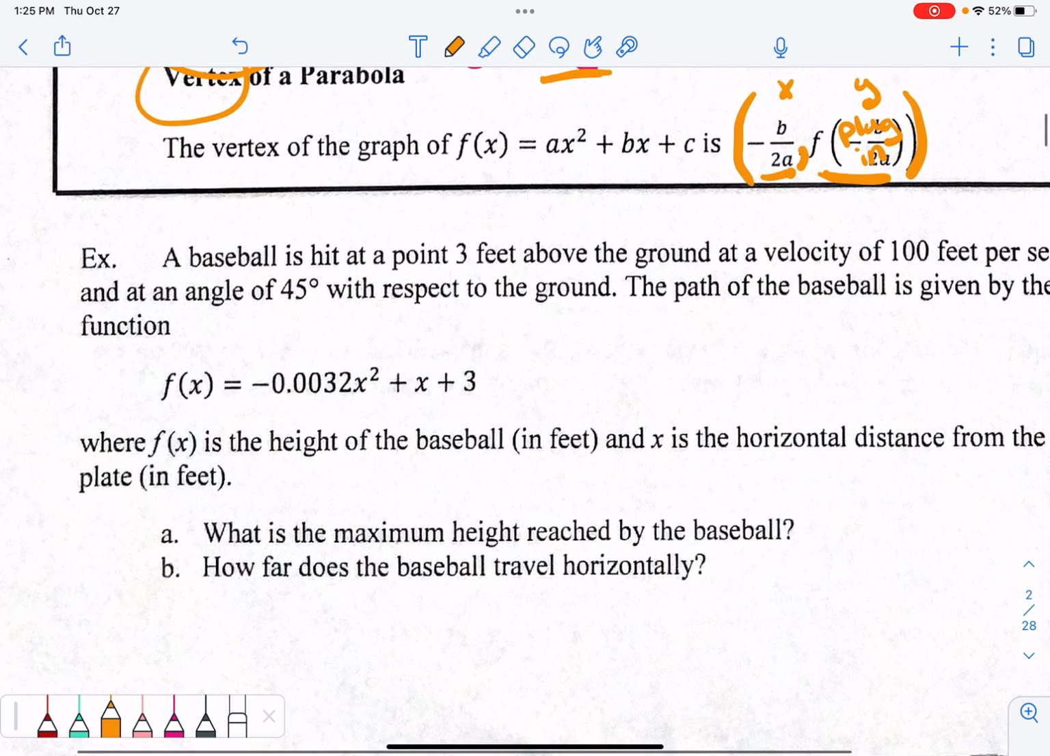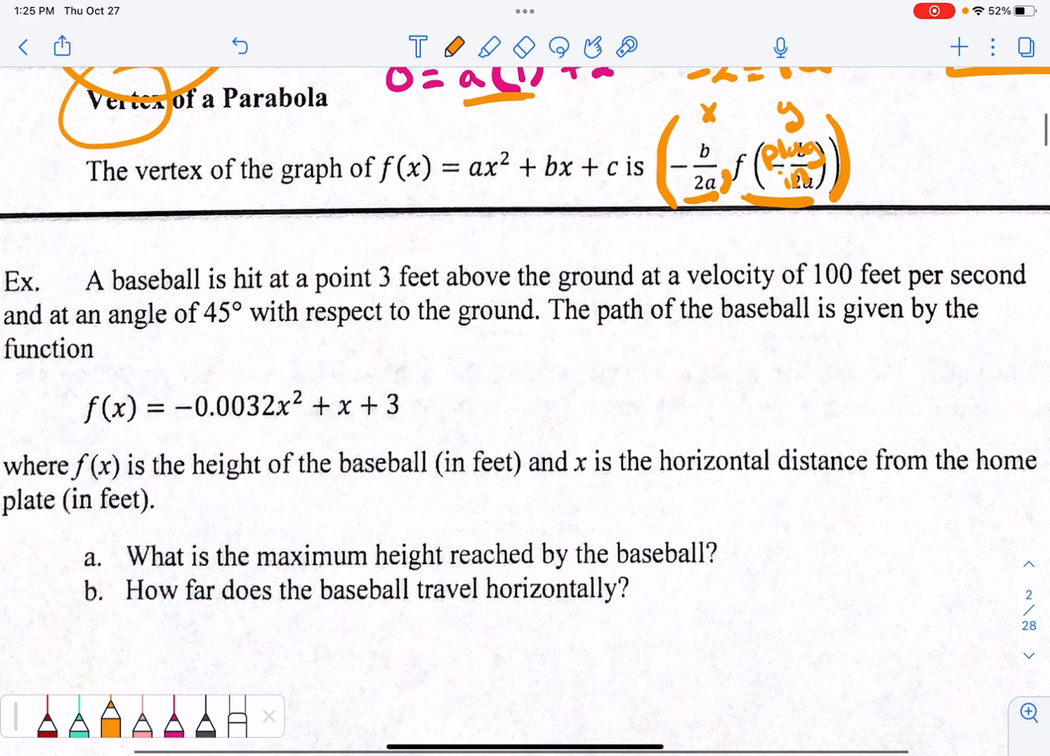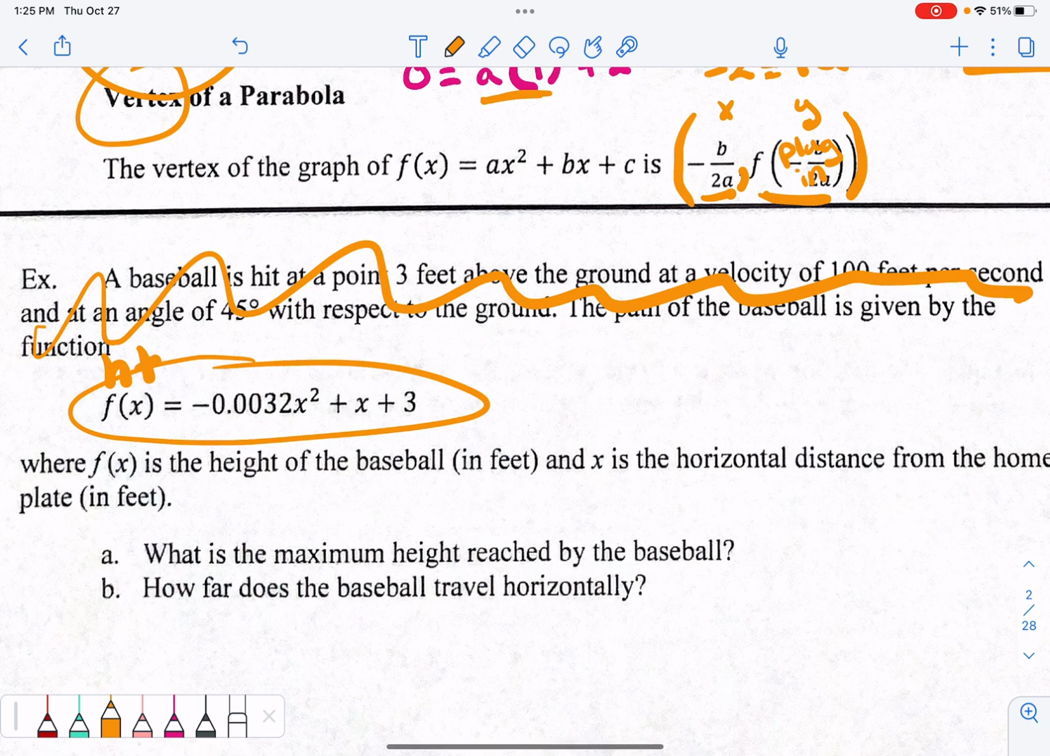All right, so next, a baseball is hit at a point 3 feet above the ground at a velocity of 100 feet per second at an angle of 45 degrees with respect to the ground. Find the vertex. The path of the ball is given by this equation. So all of this information up here means nothing to me because now they've given me the equation and I can do stuff with that. F of x is the height of the ball, and x is the horizontal distance. So we're talking about vertical height versus horizontal distance that the ball travels.